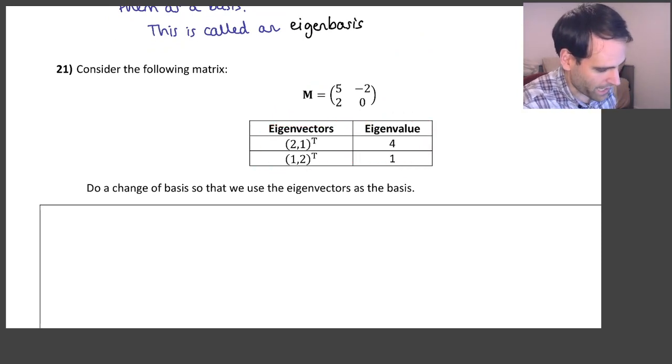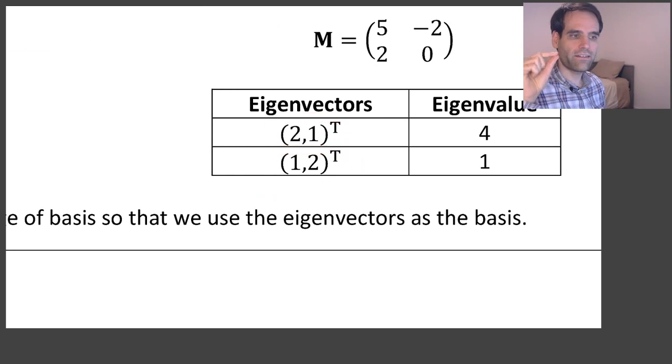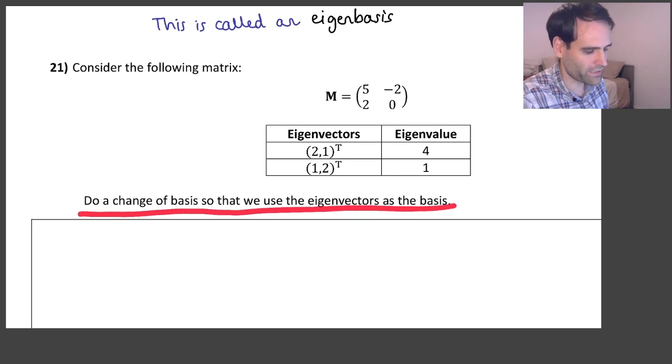And you can see that the eigenvectors are clearly not parallel to each other, and they are two-dimensional, so they are linearly independent, and they span the whole of the 2D space. So we can use the eigenvectors as our basis, okay? So do a change of basis so that we use the eigenvectors as the basis.